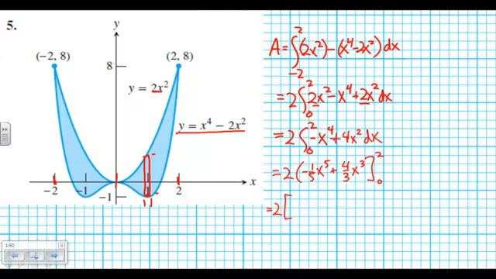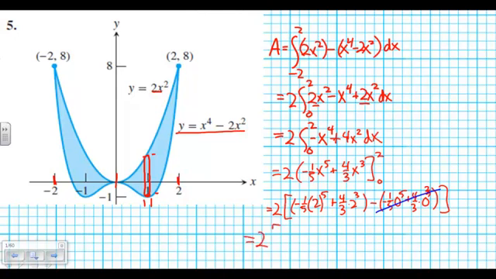Okay, evaluating this on the top end, I'm going to get negative 1/5 times 2 to the fifth plus 4/3 times 2 to the third. And when I evaluate this on the bottom end, I'm going to get a lot of zeros. I recognize I got a lot of zeros there, so I'm going to ignore this part because it doesn't add anything.